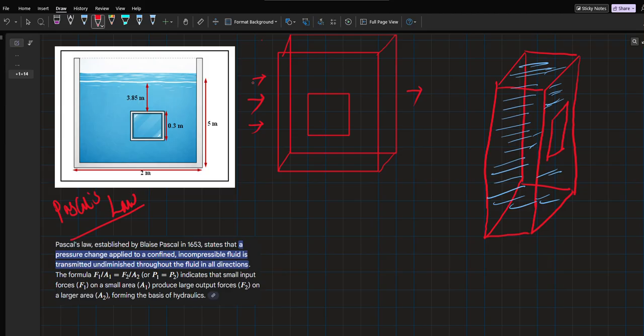for example, we have the confined container, which is a tank. It's not allowing the water to go out, so it is confined. Fluid pressure is transmitted throughout the fluid in all directions equally, undiminished. You see here, the pressure is not going to change. It will be exactly equal at every point inside the fluid.